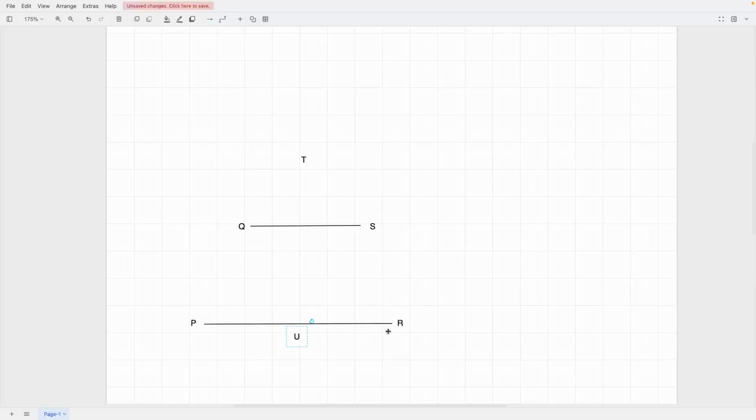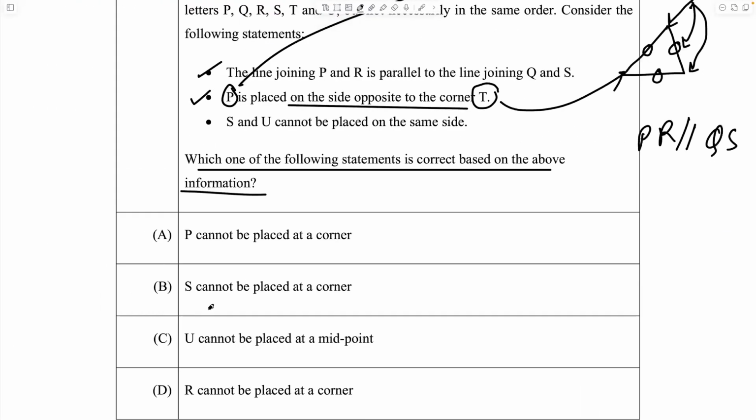This line is parallel to this line. P is on the side opposite to T, and U is not on the same side as S. All constraints are met, and P is at a corner, right? So A is not true. P cannot be placed on the corner is a wrong statement, right?